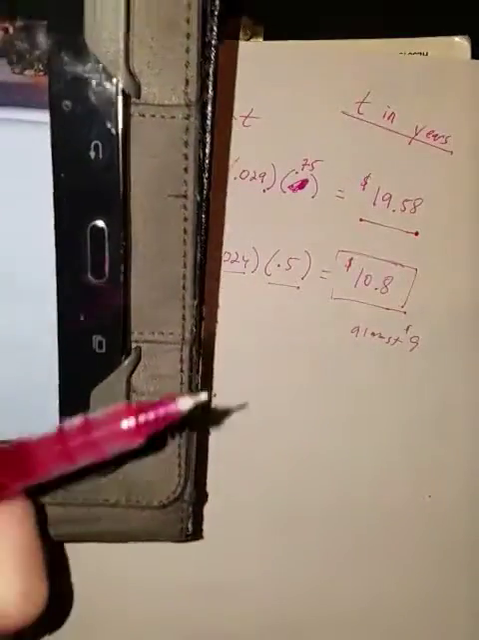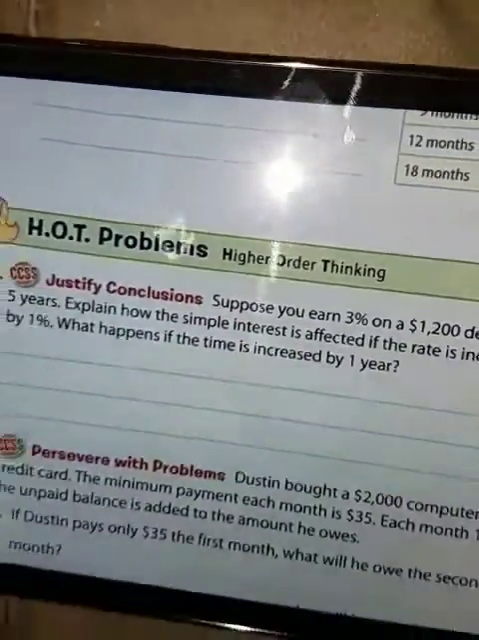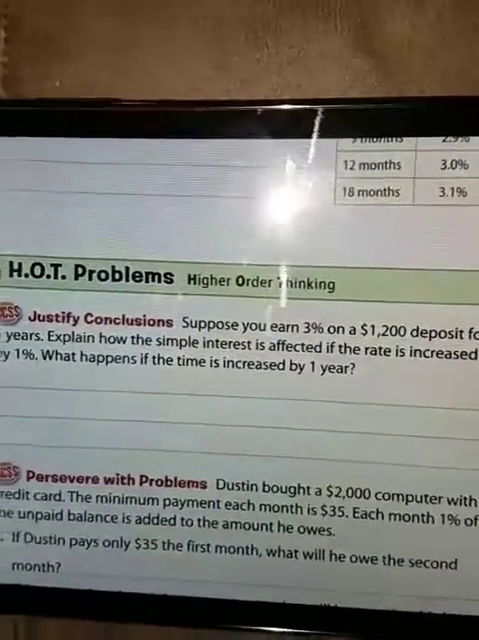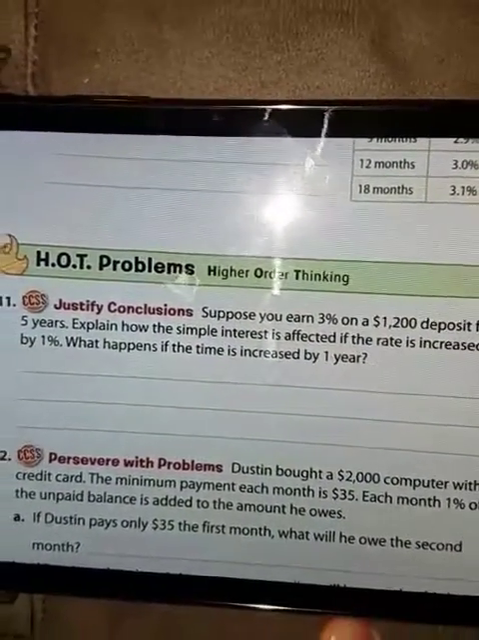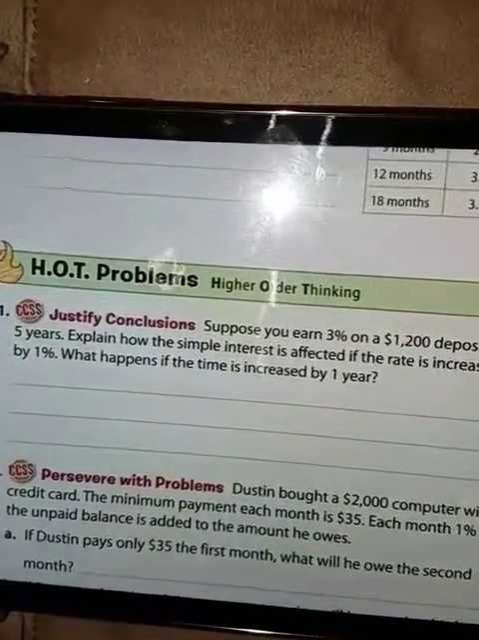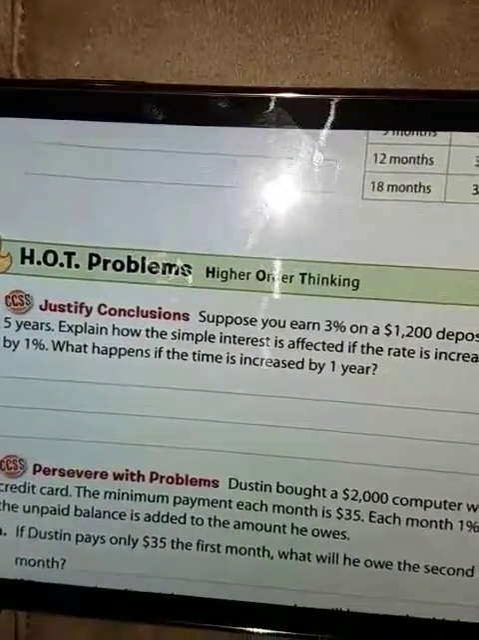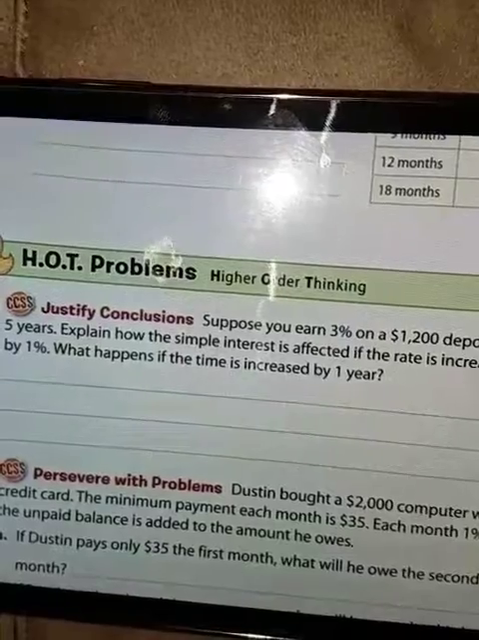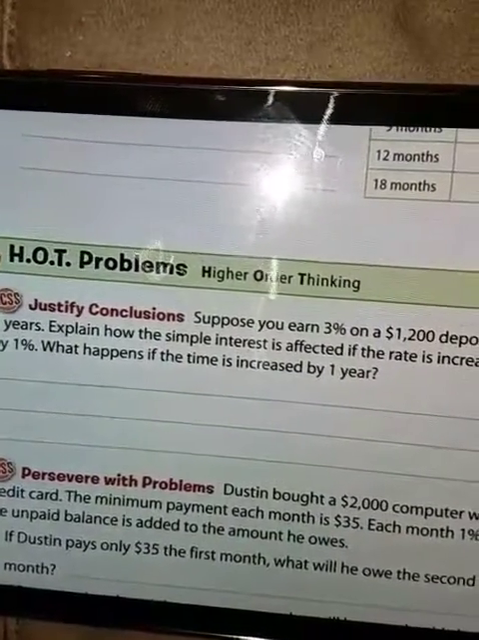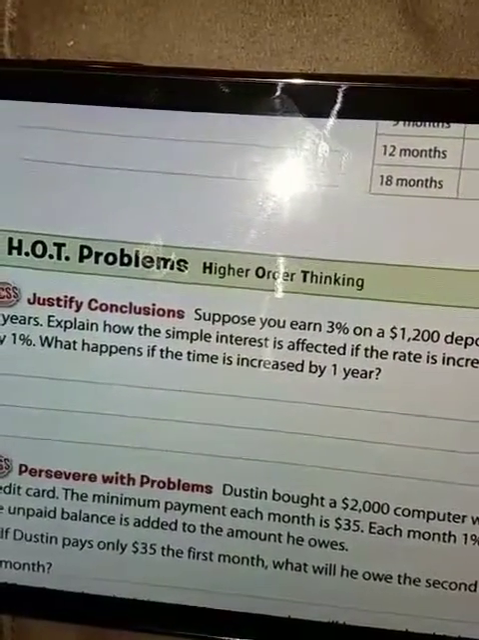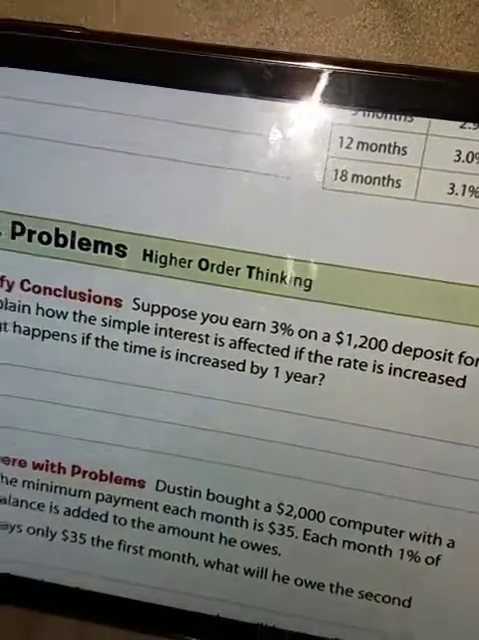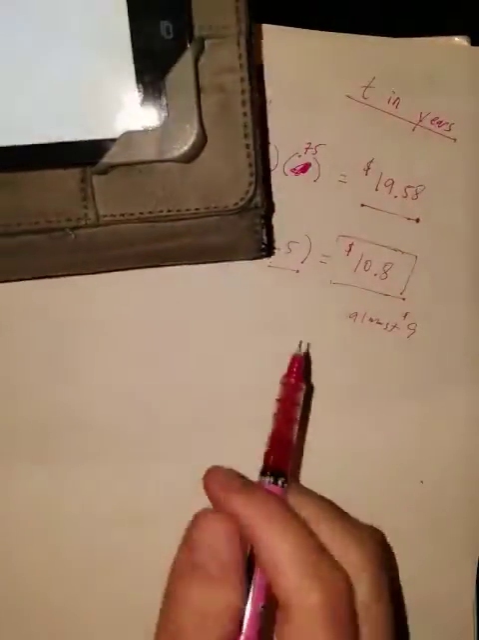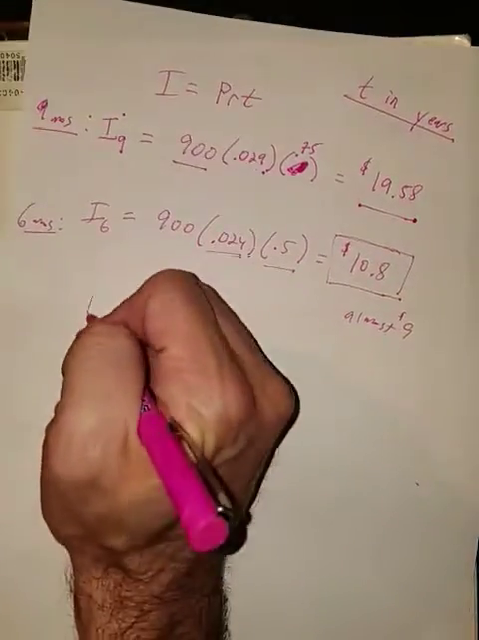Let's see. Number 11 says, suppose you earn 3% on a $1,200 deposit for 5 years. Explain how simple interest is affected if the rate is increased by 1%. What if the time is increased by 1 year? Well, let's do, so this is number 11.